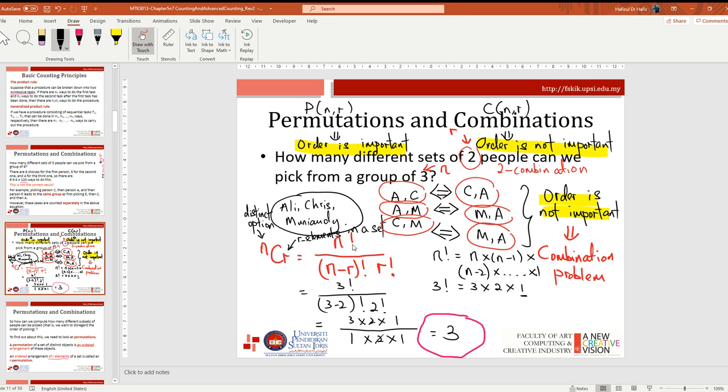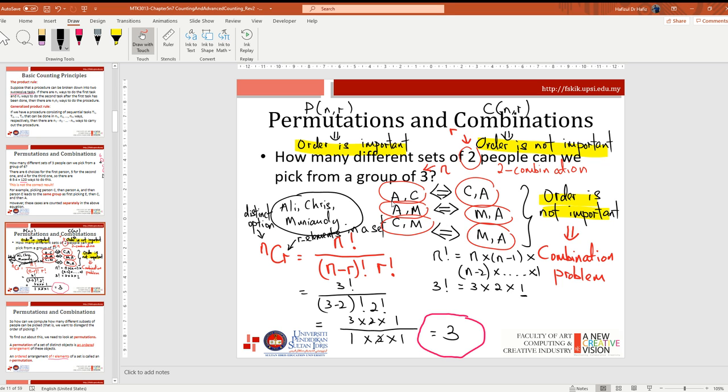So the formula is n factorial. This exclamation mark is factorial n. Divide by n minus r factorial and r factorial. So we have 3 factorial, which is 3 multiplied by 2 multiplied by 1. 1 factorial is equivalent to 3.